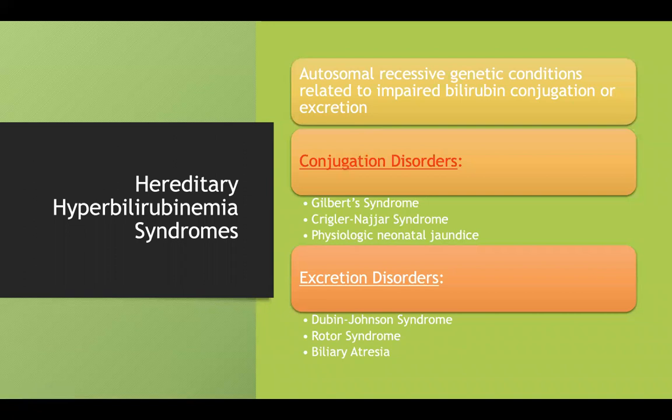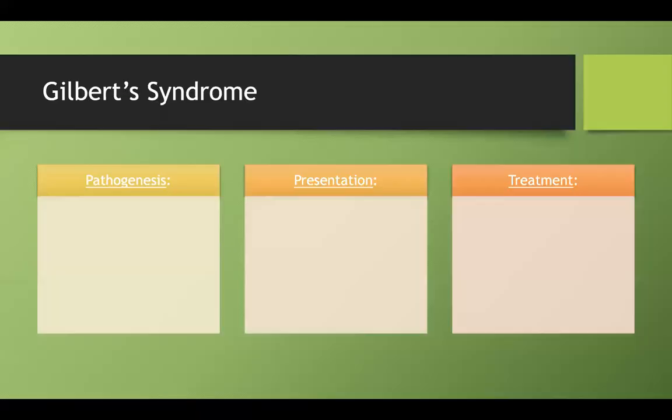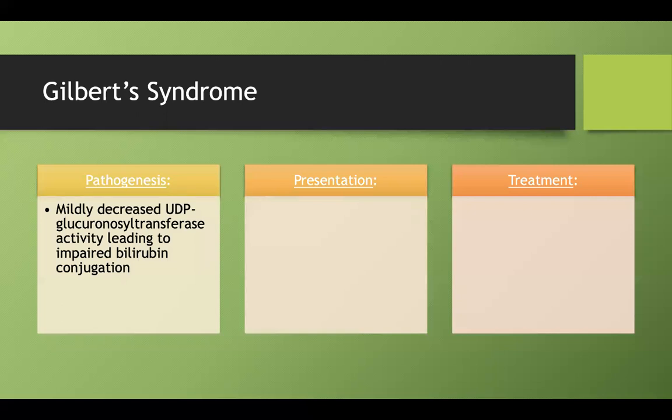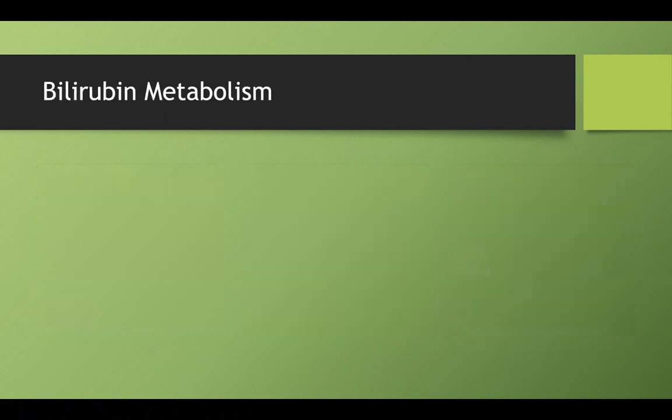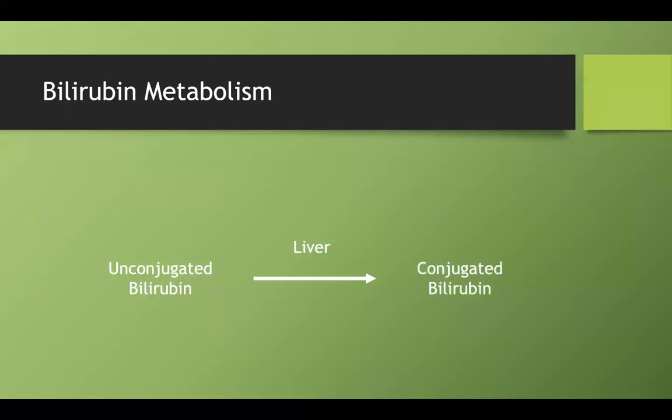So let's start by talking about all of the conditions that will affect the conjugation of bilirubin, starting with Gilbert syndrome. In Gilbert syndrome, the pathogenesis is mildly decreased UDP glucuronosyltransferase. I'm just going to call that UGT. So mildly decreased UGT activity, which will lead to impaired bilirubin conjugation. If you remember from earlier in our liver section, all of our unconjugated bilirubin can be converted by the liver into conjugated bilirubin. And that's done by that UGT enzyme.